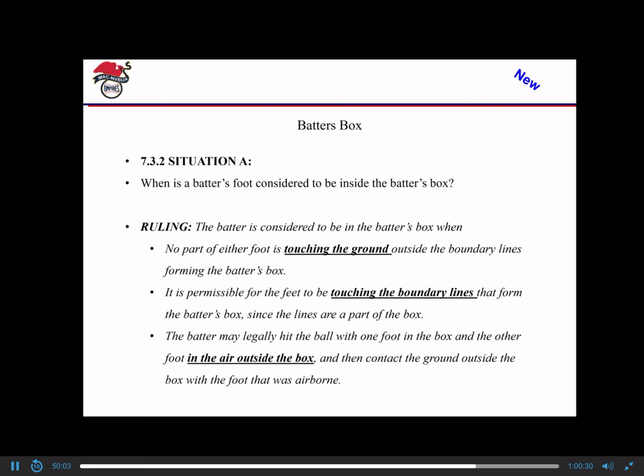And if his foot is in the air outside of the batter's box, because it is not touching the ground, the foot is still considered to be in the batter's box.